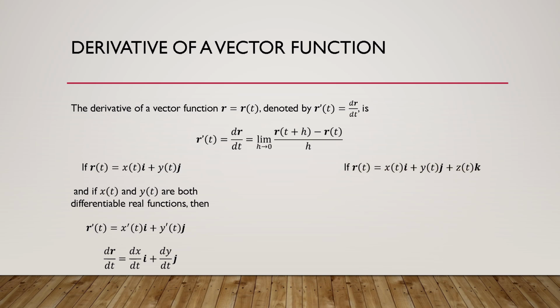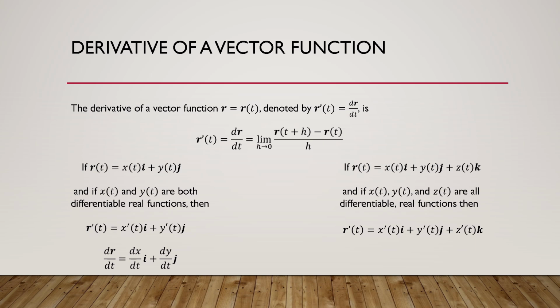If the vector function r(t) equals x(t)i plus y(t)j plus z(t)k, and if x(t), y(t), and z(t) are all differentiable real functions, then r'(t) equals x'(t)i plus y'(t)j plus z'(t)k, or dr/dt equals dx/dt i, dy/dt j, dz/dt k.